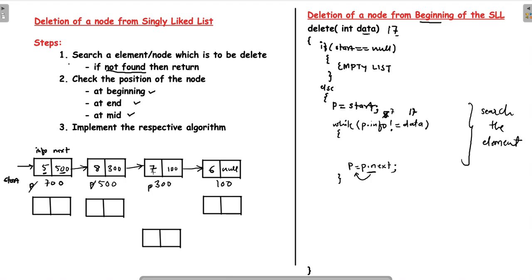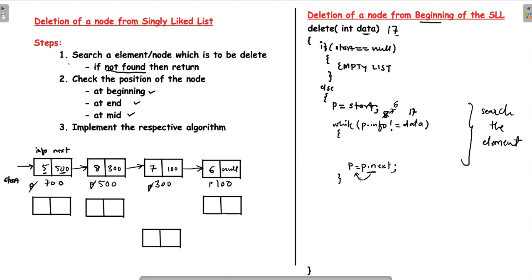So again, P's information is 7, not equal to 17, means not matched. So P of next will be copied into P. P of next is 100, so this P will be moving forward. And now again P's information is 6.